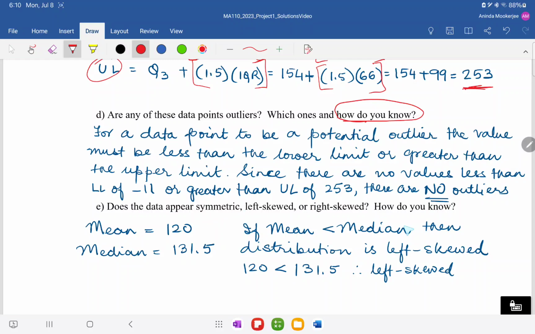So you have to remember this rule. Mean less than median means mean is to the left, so if mean is to the left of the median, then it's left skewed. If mean is greater than median, that means mean is to the right of the median, so that would make it a right skewed distribution, and if they're equal, then it's symmetric. As simple as that.